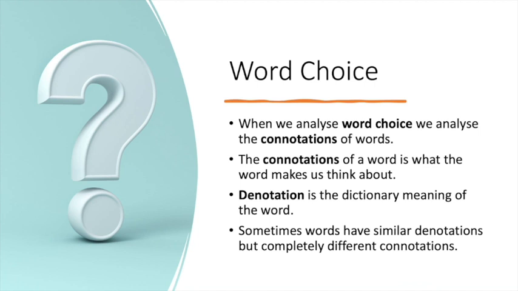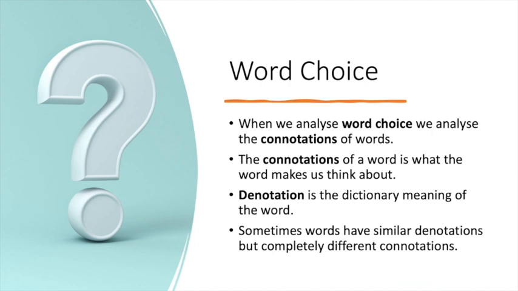When we analyse word choice, we analyse the connotations of words. Now, connotations is a very important term that you're going to use as you go forward all through your time in English. We use this right from the beginning of school right up to higher. The connotations of a word is what the word makes us think about. Now that is different from the denotation. The denotation is the dictionary meaning of the word. So if you look the word up in a dictionary, what would you find? Sometimes words have similar denotations but completely different connotations.